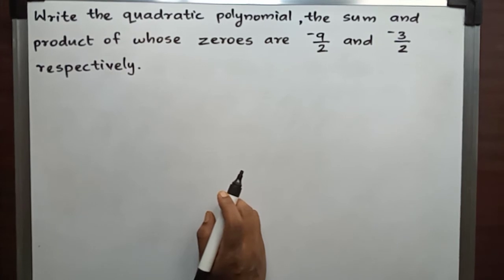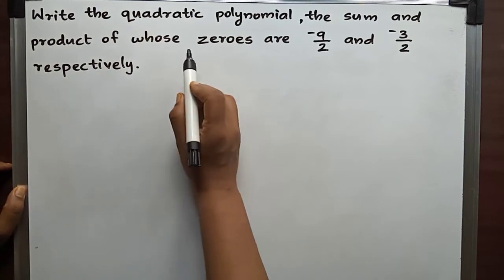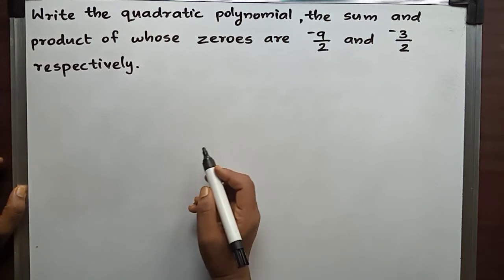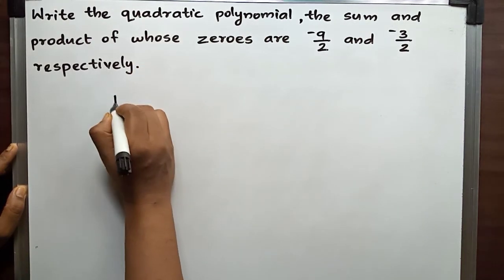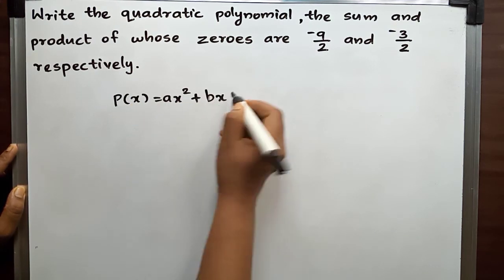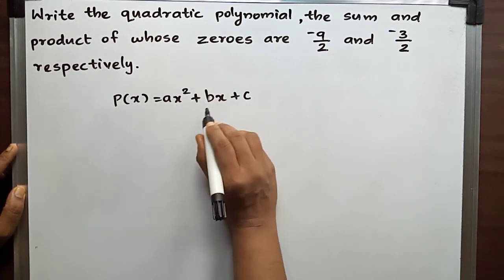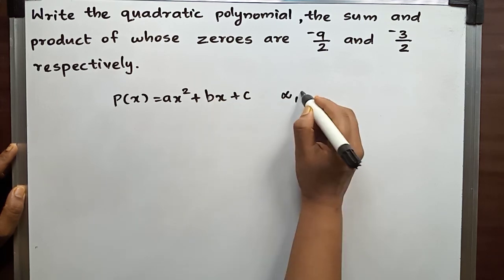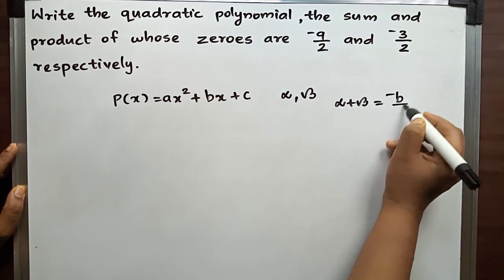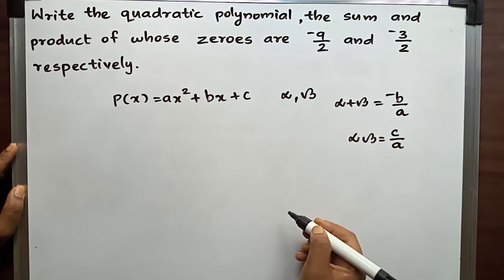Let us read the next question. Write the quadratic polynomial. The sum and product of whose zeros are minus 9 by 2 and minus 3 by 2 respectively. Anyways, we have to find out a quadratic polynomial. The general form of a quadratic polynomial is ax square plus bx plus c. Here, the maximum number of zeros of the polynomial is 2. Let us take them as alpha and beta. Then alpha plus beta is equal to minus b by a, and alpha beta is equal to c by a. We have learned these equations earlier.